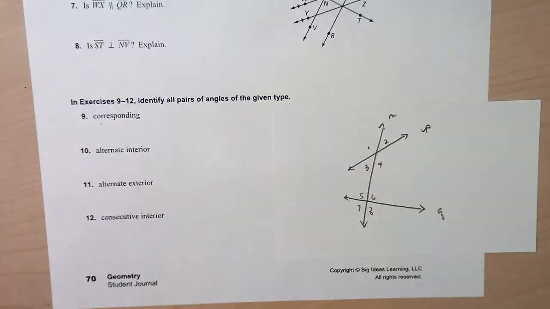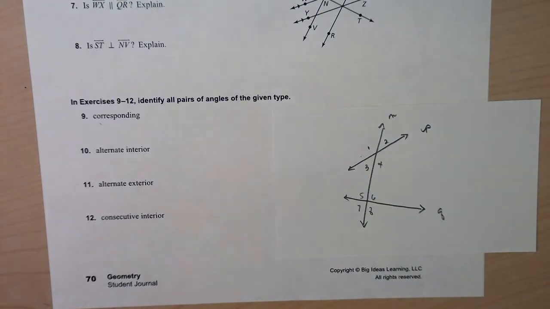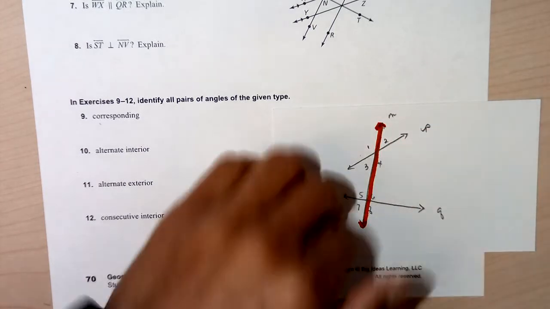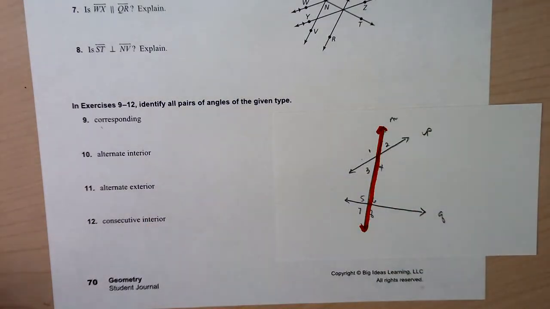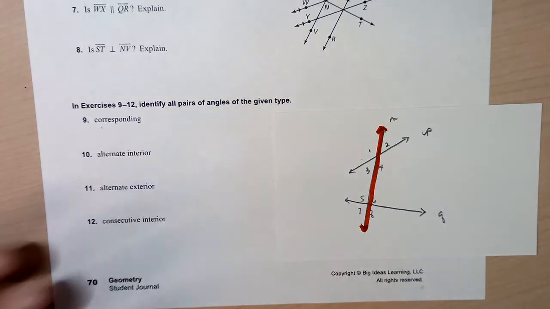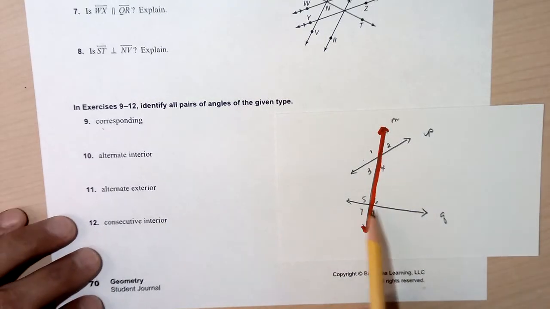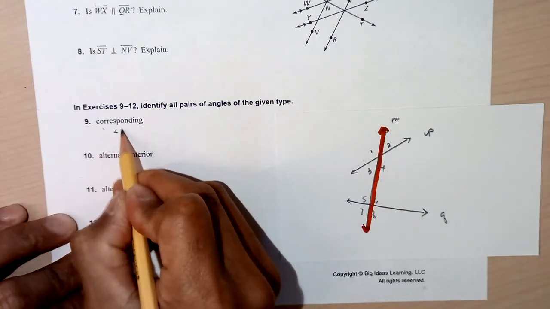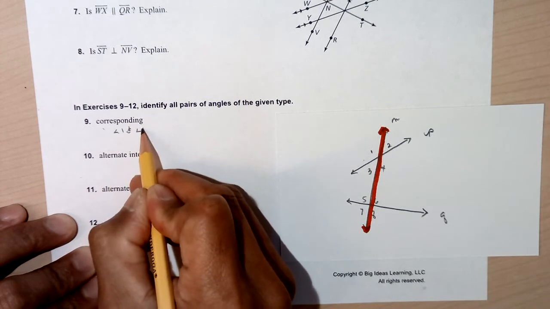So M here, and I can make that in a different color just to make it a little bit easier to see, is the transversal. And then angle 1 is to the left of the transversal, and it's above line P. So I have to figure out an angle that corresponds with that, that's to the left of the transversal and above its respective line. So that would be angle 5. That's to the left of the transversal and above line Q. So angle 1 and angle 5 are corresponding angles.